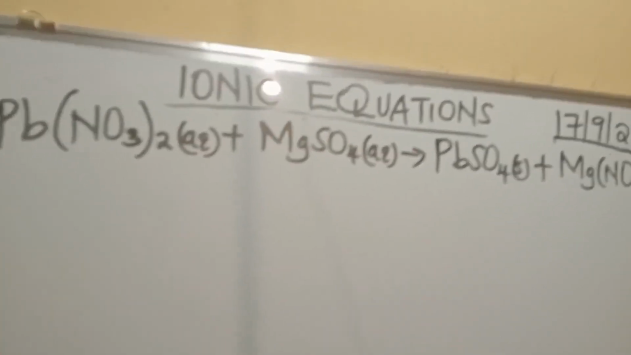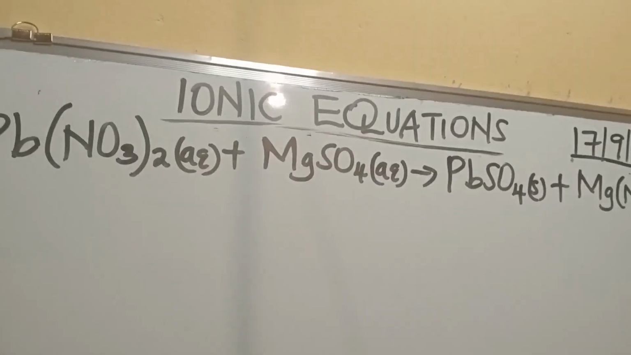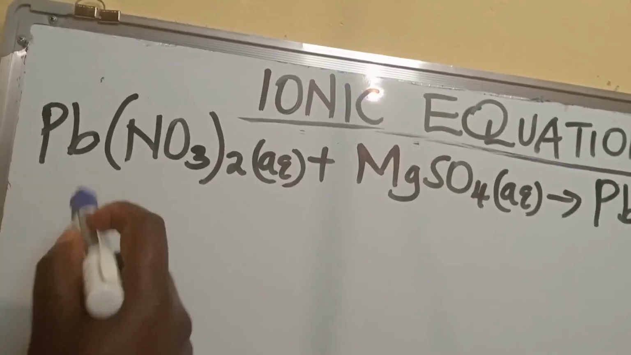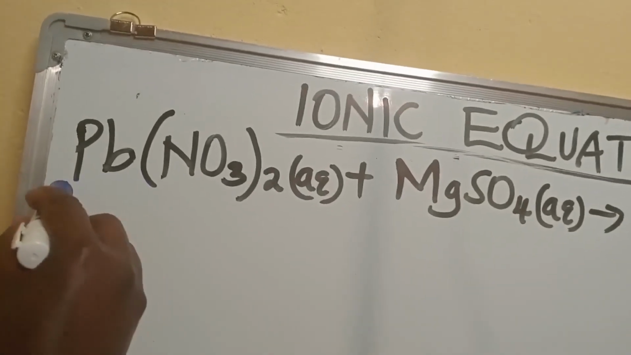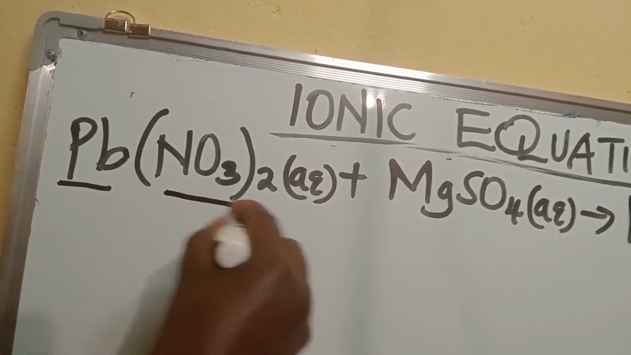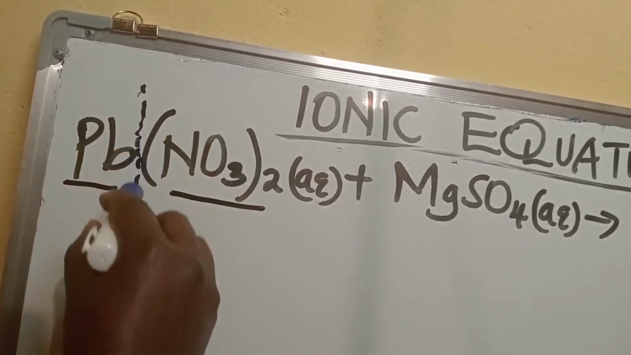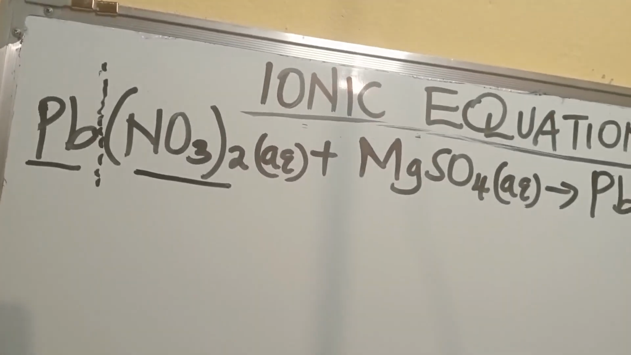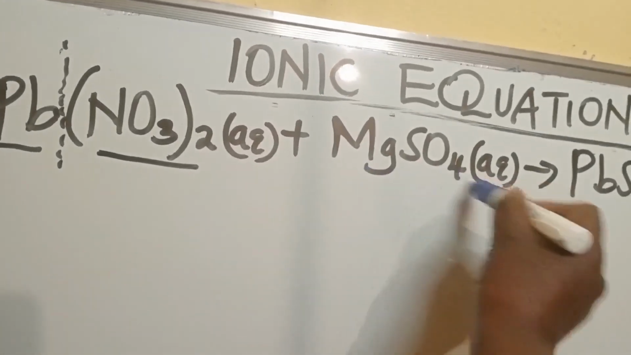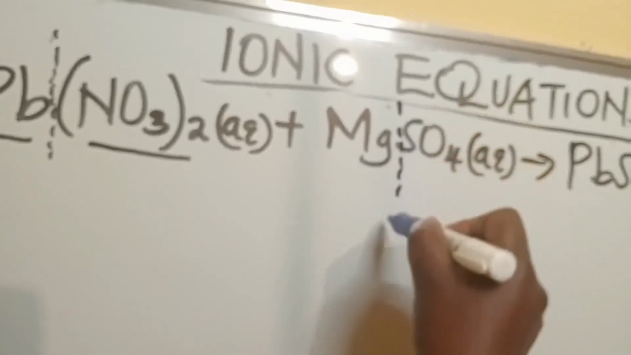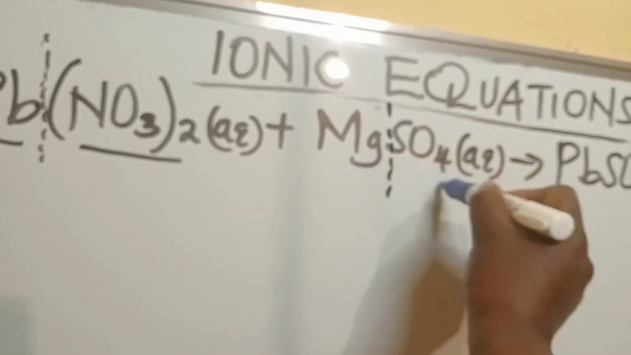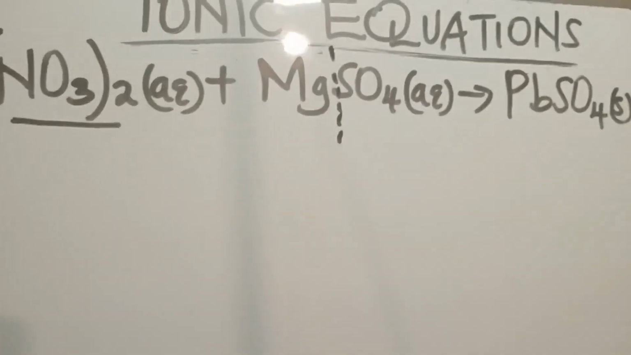So we go now to the equation where we have lead 2 nitrate. This is the metallic part, this is the radical. We need to break it into 2. Then we have magnesium and the sulfate radical. Magnesium being the metallic part, this is the radical. We need to break them into 2.